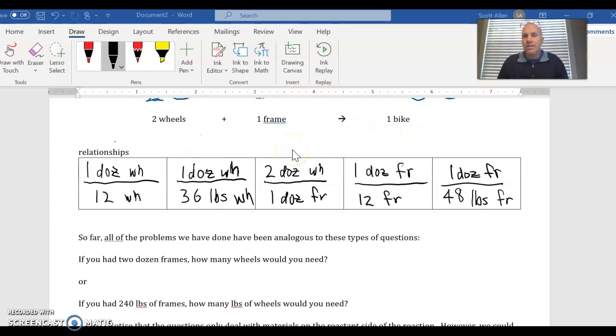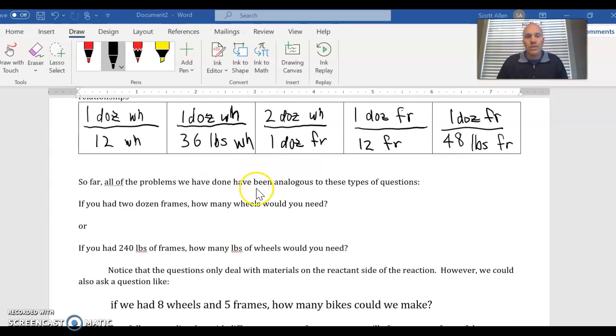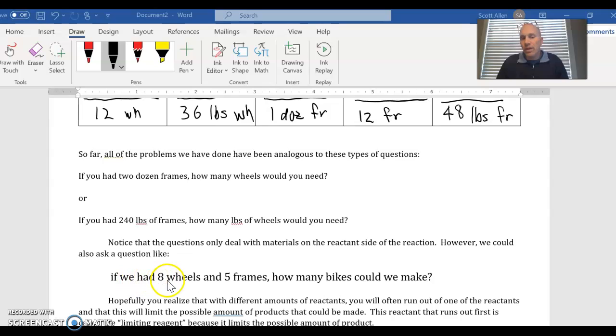But there's a type of question that's a little bit more complicated, though I think if you think about it, you can understand how it would work. That question goes something like this: if we had 8 wheels and 5 frames, so I'm giving you a certain amount of both reactants, how many bikes could we make? Taking a look at this, if you want to jot it on a piece of paper, start matching up the wheels and the frames.